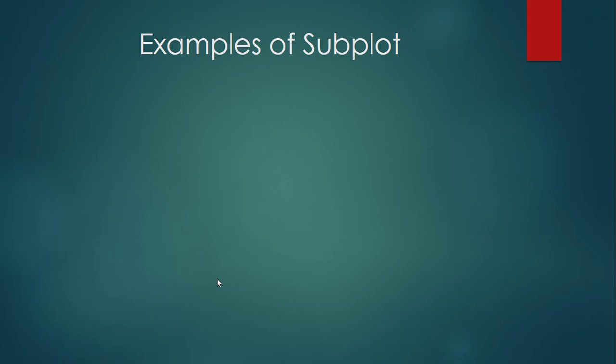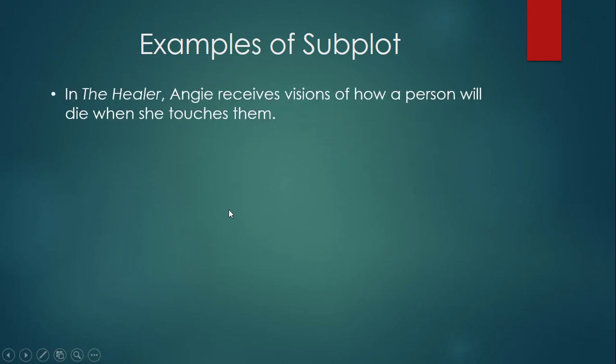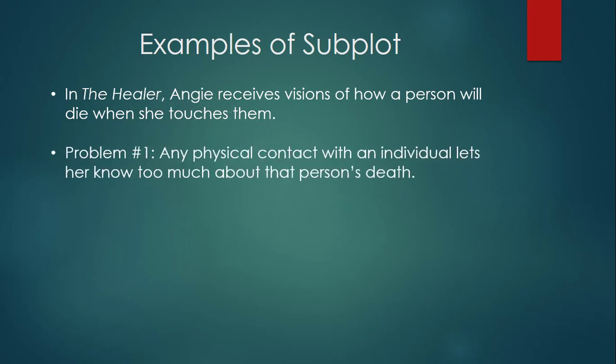I want to give you an example of just one subplot line within the Healer series. A secondary character in the Healer series is named Angie. She's Hope's best friend, and Hope is the main character. Angie's subplot is all about her own personal gift as well, because Hope has the gift for healing, but Angie receives visions of how a person will die when she touches them, and it has to be skin-to-skin contact. So she wears gloves a lot to prevent that from happening. Problem number one: any physical contact with an individual lets her know too much about that person's death.